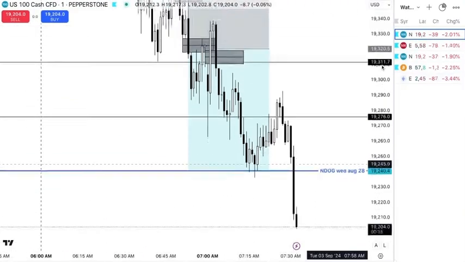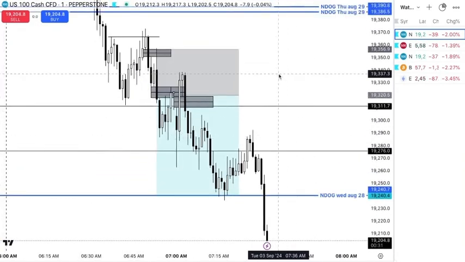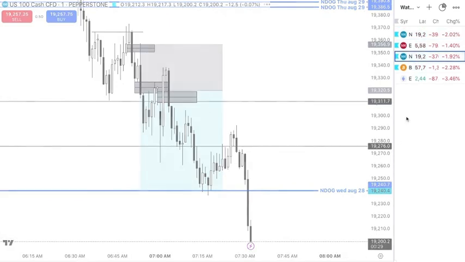Today we're going to be talking about breaker blocks. This is a trade that I took today actually, but let's hop over to this other chart.